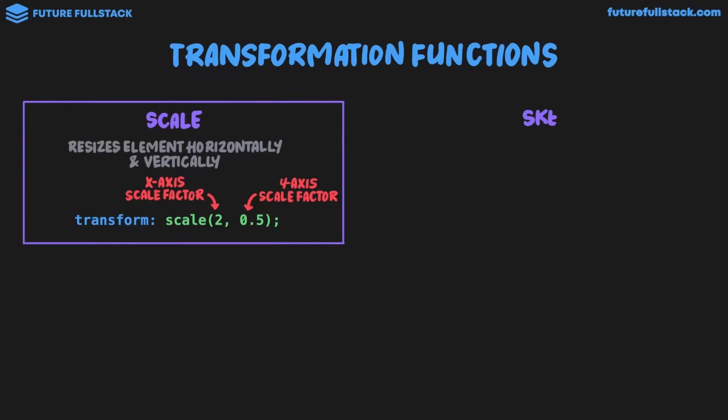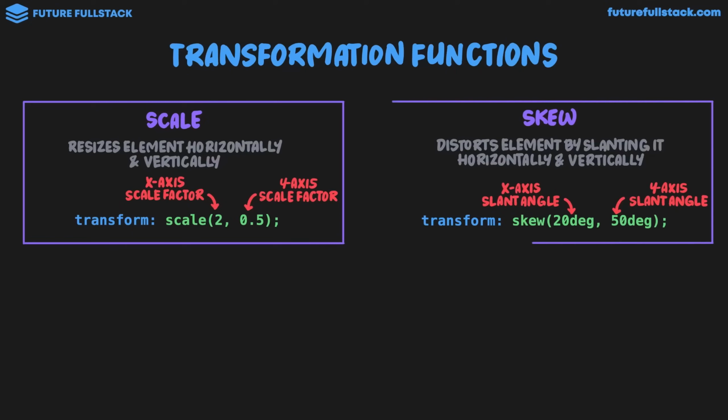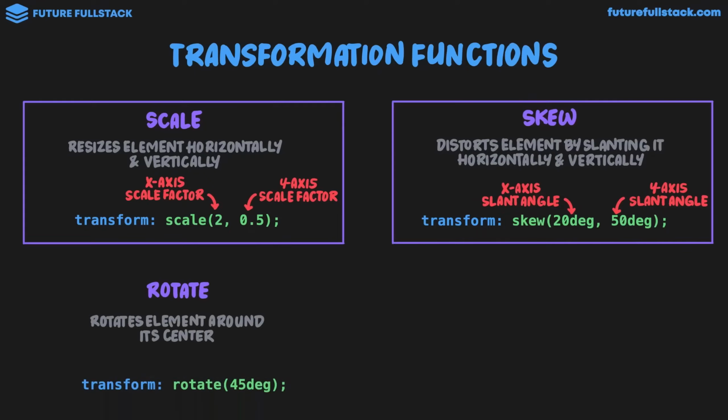The next function is skew. This distorts an element by slanting it horizontally and vertically. The function looks like this, where the first value is the x-axis slant angle, and the second value is the y-axis slant angle. So for this element, it's being skewed 20 degrees horizontally and 50 degrees vertically. The next function was rotate, and this rotates an element around its center. It looks like this, where the value in the parentheses is the angle the element's being rotated by.